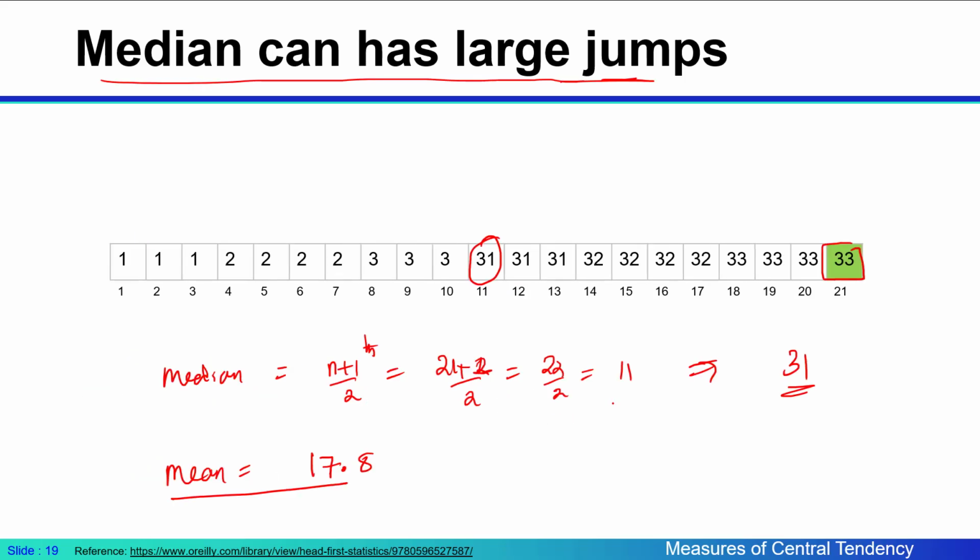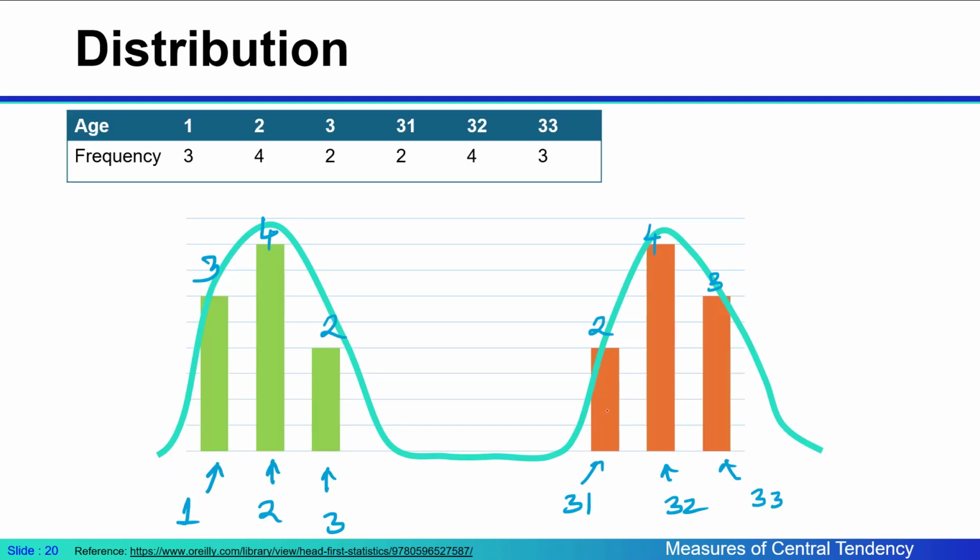Okay, if you look into the distribution of the data, it looks something like this. What happens here for this data, where our mean is 17 and the median is 17? We have kids at age 1, there are 3 kids, and at age 2 there are 4 kids, age 3 2 kids, and age 31, probably their parents, which is 2, age 32, 4, age 33 is 3, and our mean and median lie here.